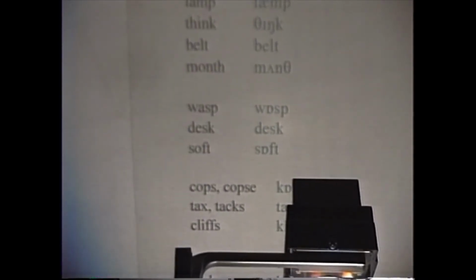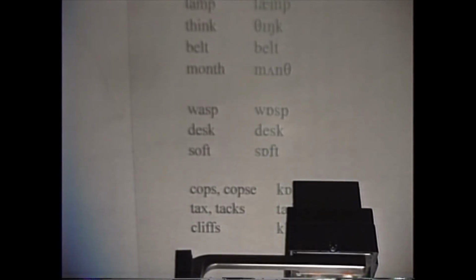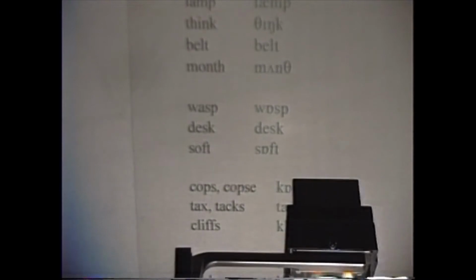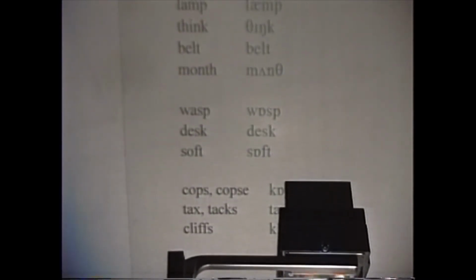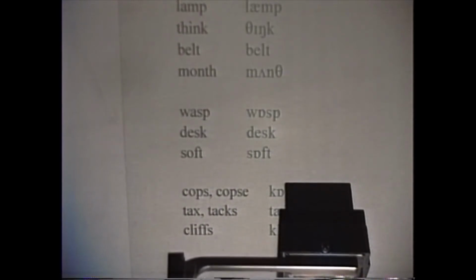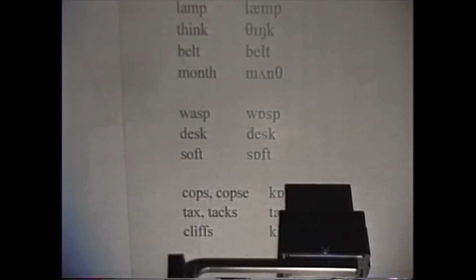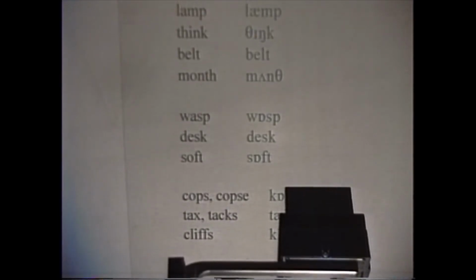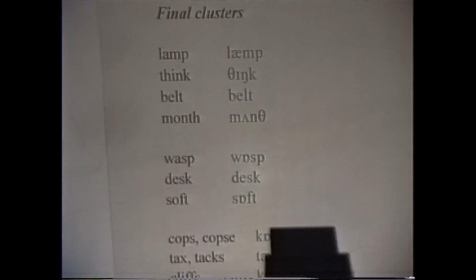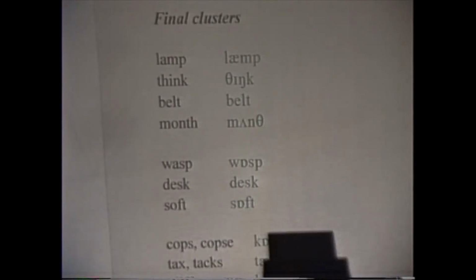All right, let's move now on to final consonant clusters. They are really very much more complicated in English, and there are various different ways in which you can classify them. I thought it was helpful, first of all, to consider those that have a voiceless consonant preceded by a nasal or a liquid. So these are things like MP in lamp, N plus K in think, L plus T in belt, N plus T in month.